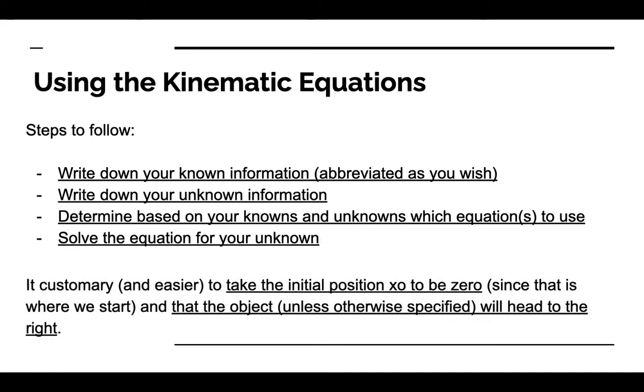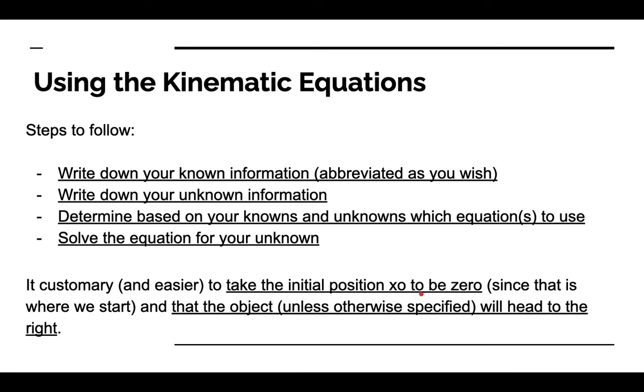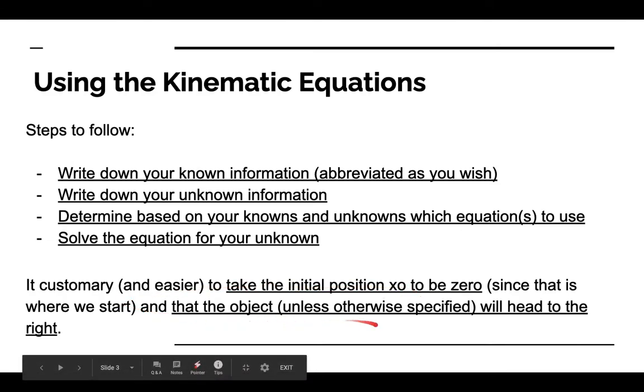So let's look at what this looks like in practice. Oh, I forgot a little point right here. So in physics, it's customary and easier to take the initial position x naught to be 0, since that is where we start at. And also that the object, unless otherwise specified, will head to the right. So it's always customary to take these two things, that the initial position is 0, since that's where we start measuring from, and that the object, unless otherwise specified, will head to the right.